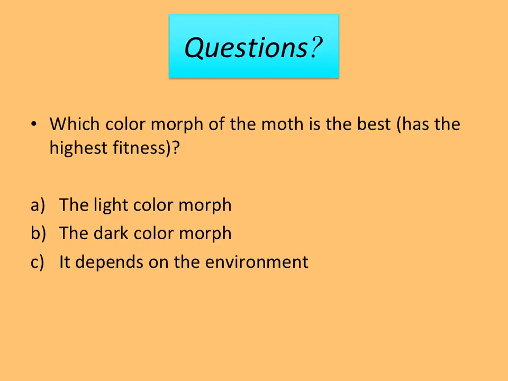Which color morph is the best? It depends on the environment, exactly. In other words, there is no such thing as the perfect mutant or the perfect allele. It depends on the environment. An allele that conferred higher fitness in one environment is now bad, and the other allele is favored.